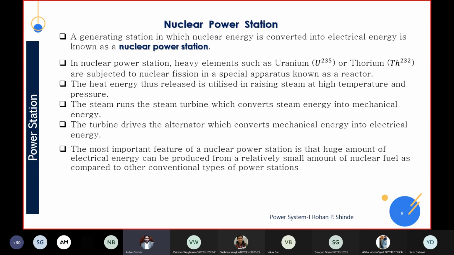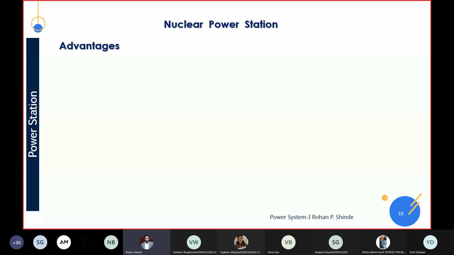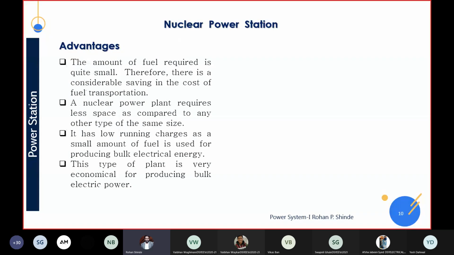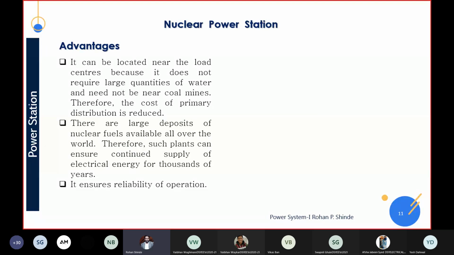So now again we will see what are the advantages of our nuclear power station. First advantage is small amount of fuel is required. Second is less space is required, less running cost. It is economical and it can produce a bulk amount of energy. It can be located near the load centers. Next, nuclear fuels are available all over the places, so it can supply electrical power for thousands of years. And last is it ensures reliability of operations.